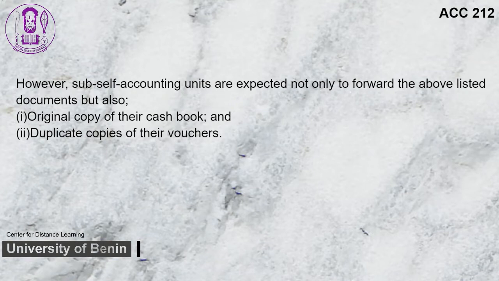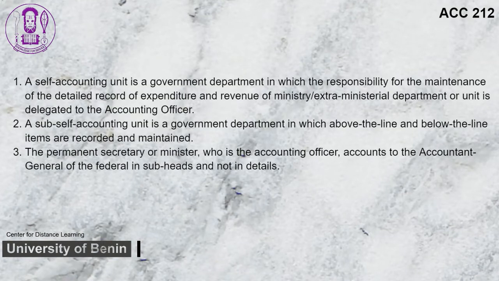Summary of Study Session 7. In Study Session 7, please note the following. 1. A self-accounting unit is a government department in which the responsibility for the maintenance of the detailed record of expenditure and revenue of the ministry/extra-ministerial department or unit is delegated to the accounting officer. 2. A sub-self-accounting unit is a government department in which above-the-line and below-the-line items are recorded and maintained. 3. The permanent secretary or minister, who is the accounting officer, accounts to the accountant general of the federal in subheads and not in details.